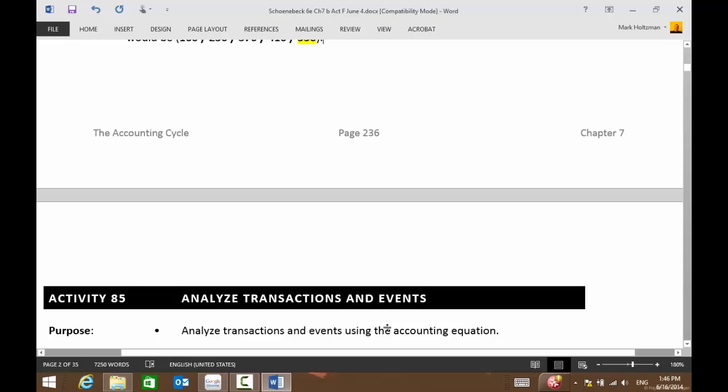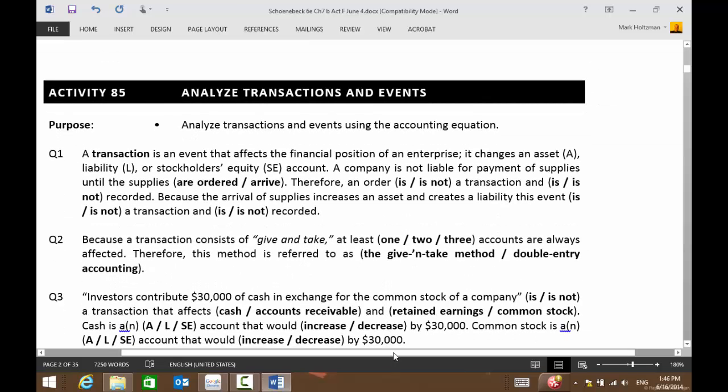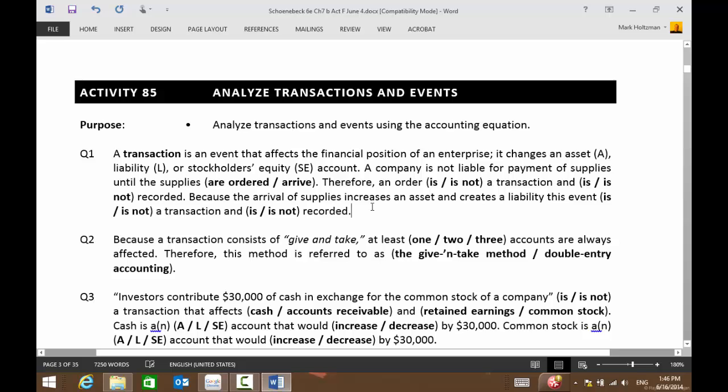Okay, we have more time. Now we have the basic idea of a transaction.